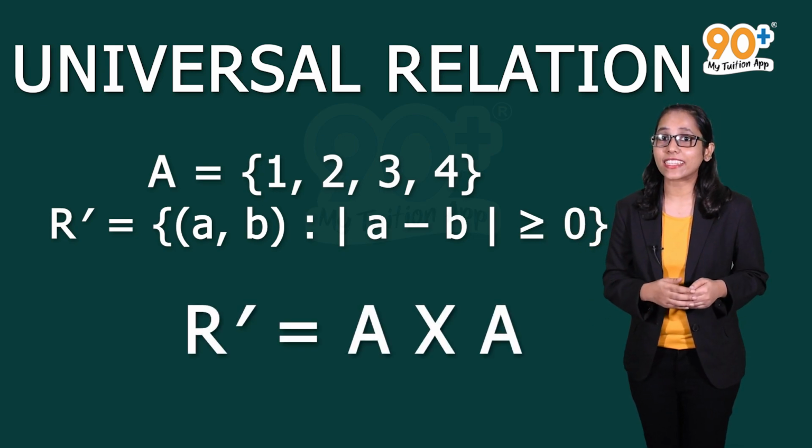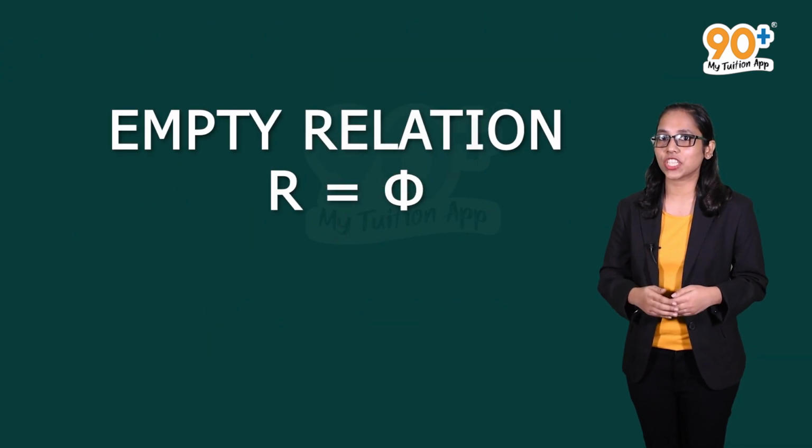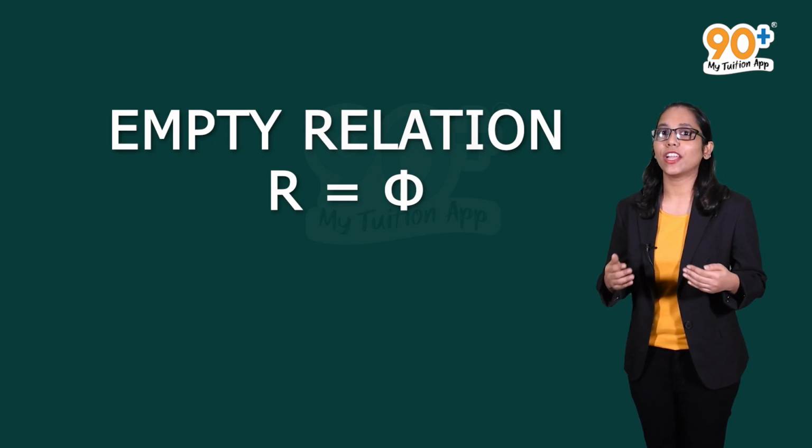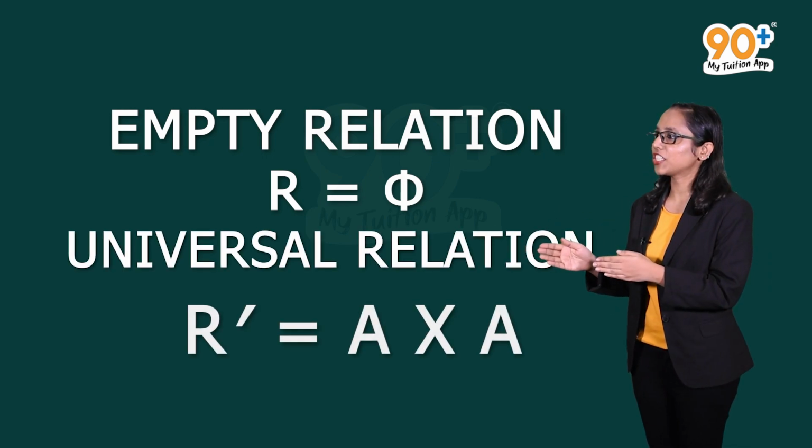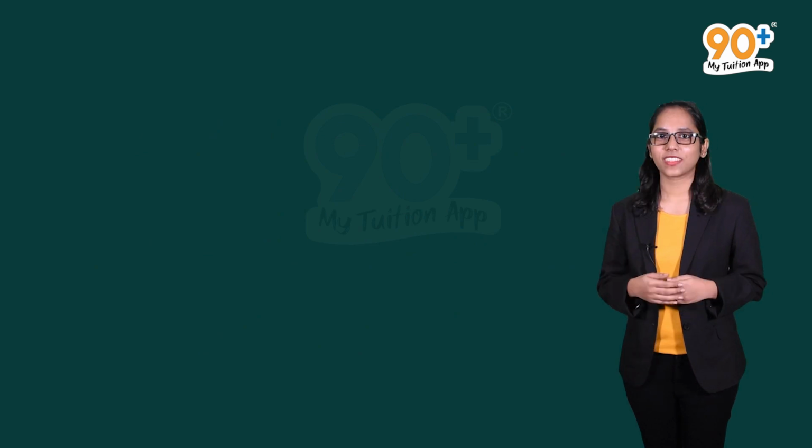So, our two extreme relations are the empty relation R equal to φ and the universal relation R' equal to A cross A. Now, let's solve some problems using these types of relation.